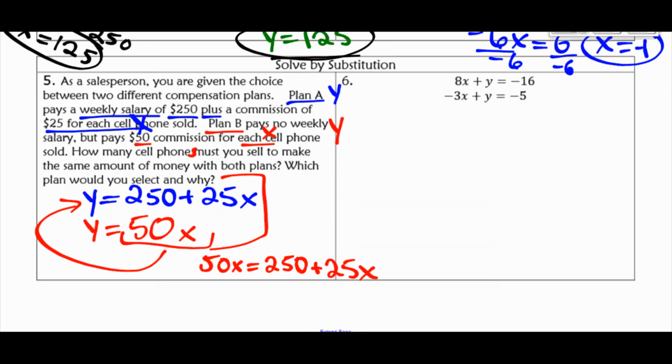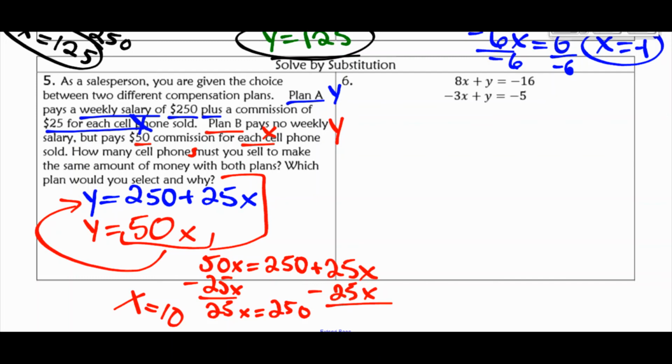From there, I'm going to solve for x. I need to combine my x's to the same side. So first, I need to minus the 25x from both sides. That gives me 25x equals 250, and x has to be 10. We divide by the 25 to get that x is 10.